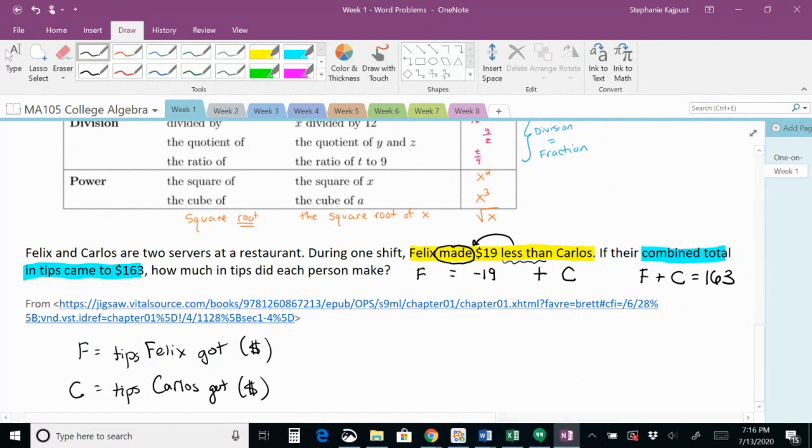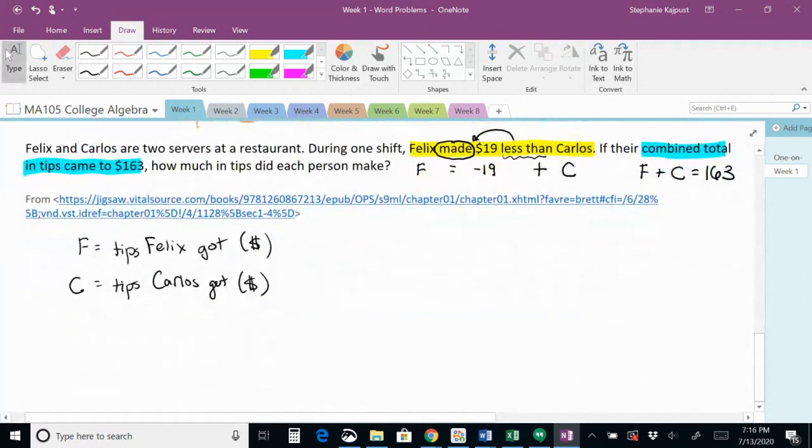So I've translated here, and then the next part is how much in tips did each person make. So I have two equations here, and this is what I'm going to do next. I'm going to start with my equation with the sum. When we have problems like this, that is generally where we start.